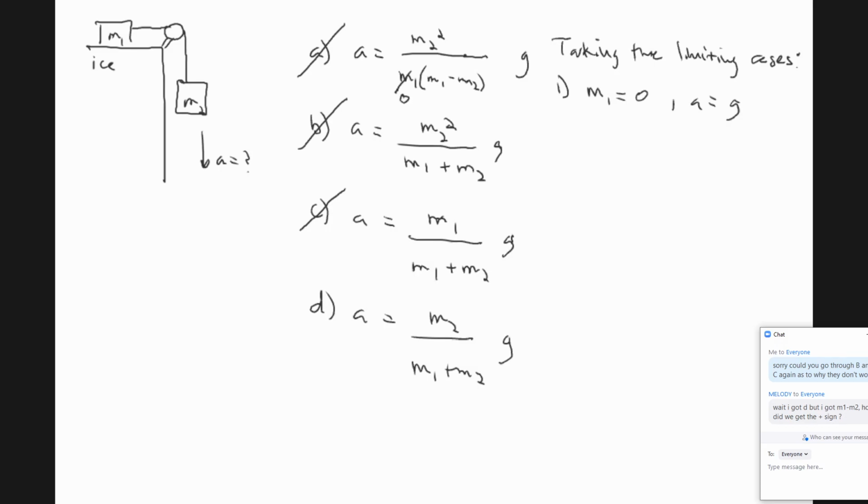Sure, I'll go over B and C again. So I just went over B. C, acceleration. We plug in 0 for M1. That becomes 0 over 0 plus M2g. That makes acceleration 0, not gravity. So that's why it's wrong.